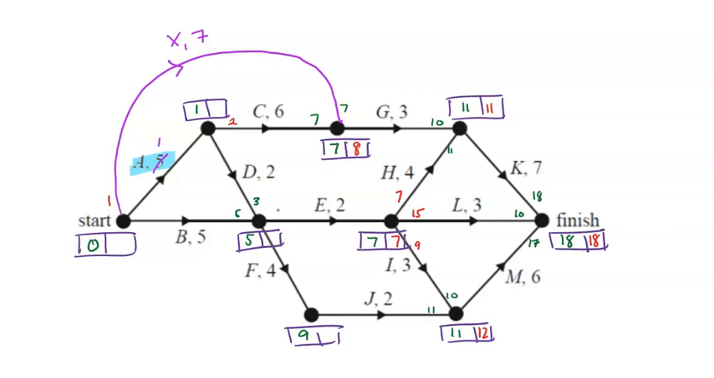Minus 2 from E, 5. 12 at the end of J, so minus 2, 10. Minus 4 for F, 6. So 5 moving backwards. 5 minus 2 for D, 3. So 2 in the box. 2 minus 1 from A leaves us with 1. And B gives us 0. So our new critical path is going through B, E, H, K, and 18. So we can see that A is not on the critical path.